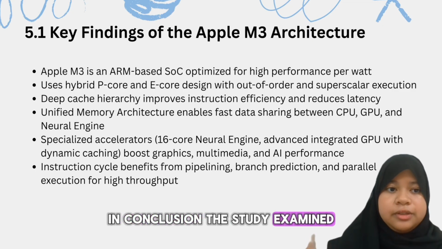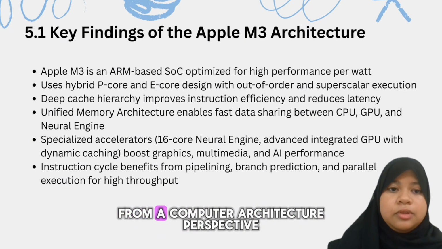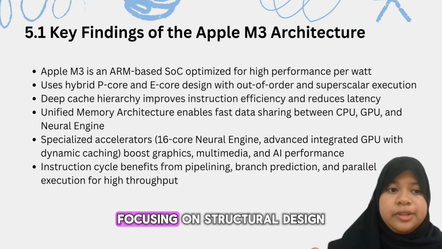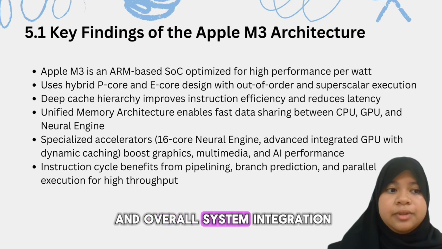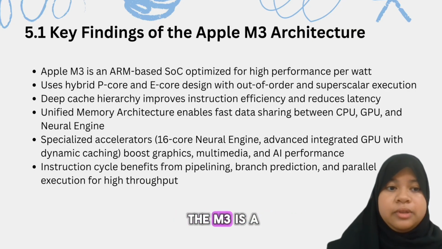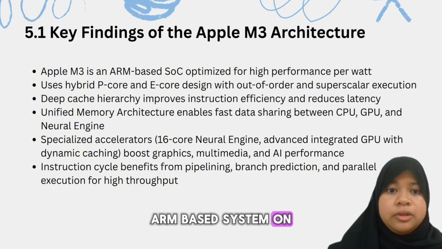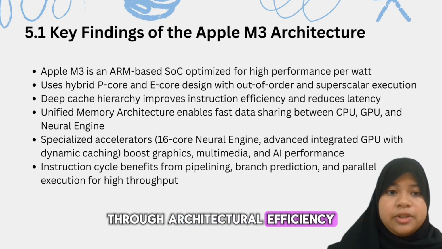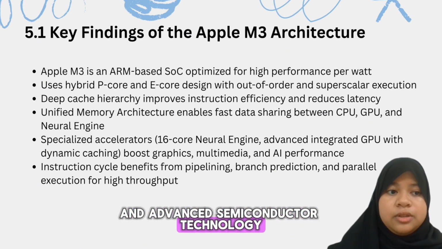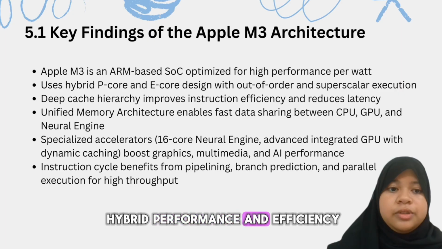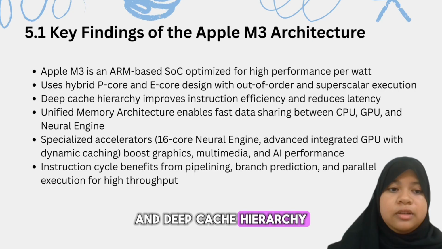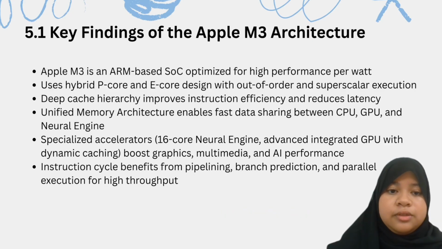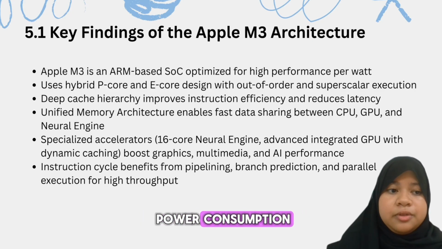In conclusion, the study examined the Apple M3 architecture from a computer architecture perspective, focusing on structural design, instruction cycle, memory hierarchy, and overall system integration. The findings show that the M3 is a highly optimized ARM-based system on a chip that prioritizes performance per watt through architectural efficiency and advanced semiconductor technology. Features such as the high-performance and efficiency core design, out-of-order and superscalar execution, and deep cache hierarchy enable efficient instruction processing with low power consumption.